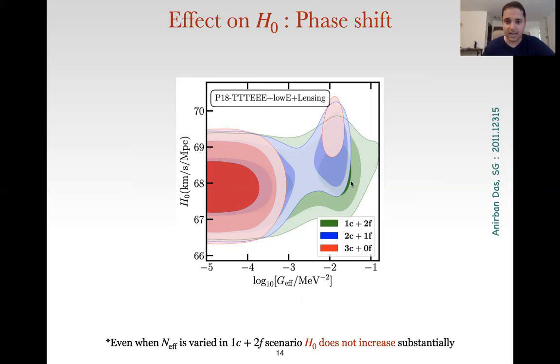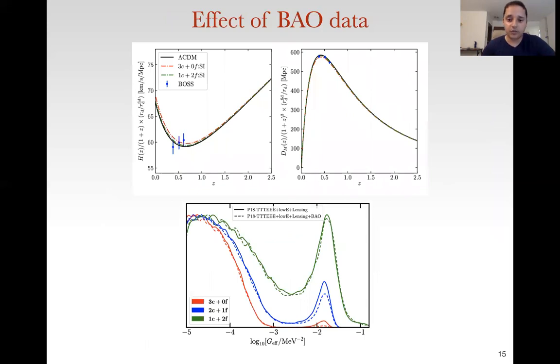But as we said, the H0 is not as good as we want for this scenario. So as you can guess, this scenario will not have anything to add to the Hubble tension problem, because it is not enhancing the Hubble constant that much. Also, this analysis is done with a fixed N effective, and even in the paper, we have varied N effective with the 1C plus 2F scenario, and we do not find any substantial increase of the Hubble constant in that case.